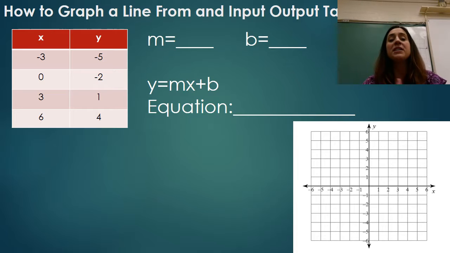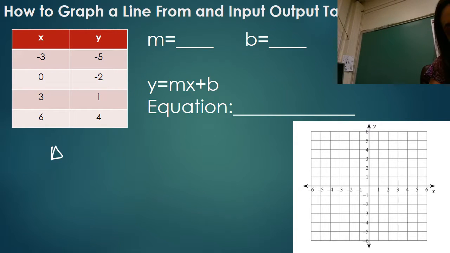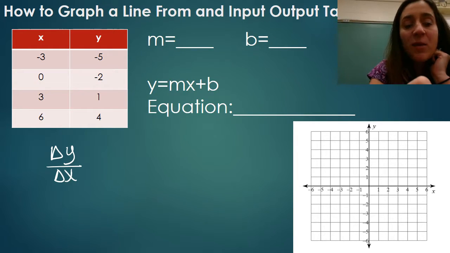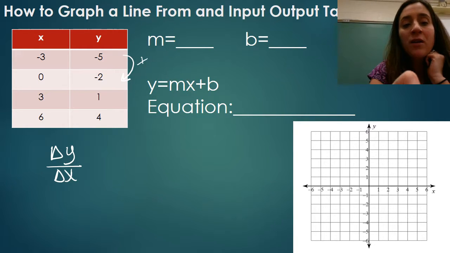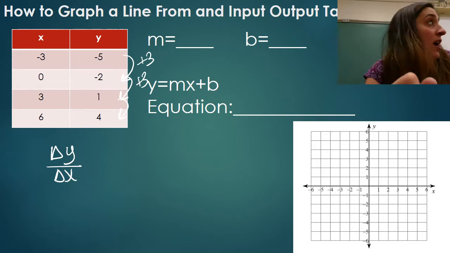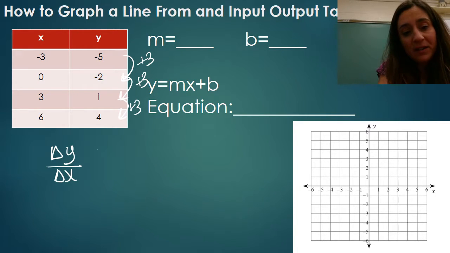To find the slope, I need to find the change in my y values over the change in my x values. So I'm going to write that down: change in y over change in x. Now, to find the change in my y, how do I get from -5 to -2? Well, I add 3. How do I get from -2 to 1? I also add 3. And from 1 to 4, I add 3. So the change in my y values is 3.